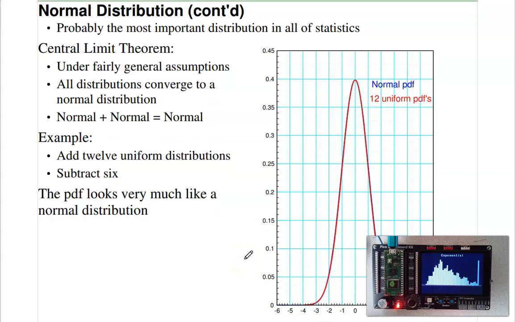And part of the reason the normal distribution is so important is the central limit theorem that says if you add distributions under very general assumptions, you get a normal distribution. And we've seen that over and over again. When I roll dice, I get this shape. I flip coins, I get that shape. An example, if I sum 12 uniform distributions between 0 and 1, subtract 6, that gives me the red line. A normal distribution with a mean of 0, standard deviation 1, same mean, same standard deviation, is the blue line. Basically, they're identical. That's the central limit theorem.